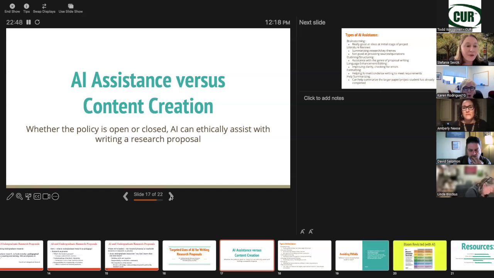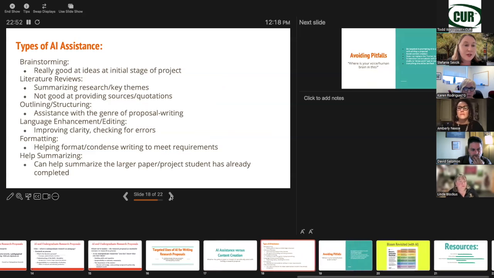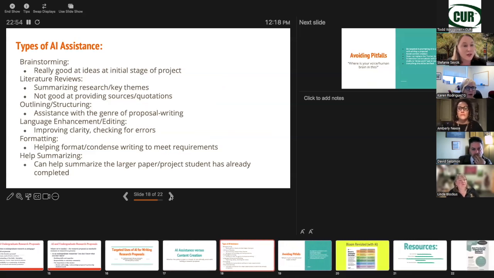But anyways, for me, the emphasis really is on AI assistance versus content creation. Once students start creating content with AI, that's when things get really gnarly, and it's hard to control. But using AI as an assistant can be very powerful. And this is just to echo some of what Amberly was talking about for brainstorming, for literature reviews.